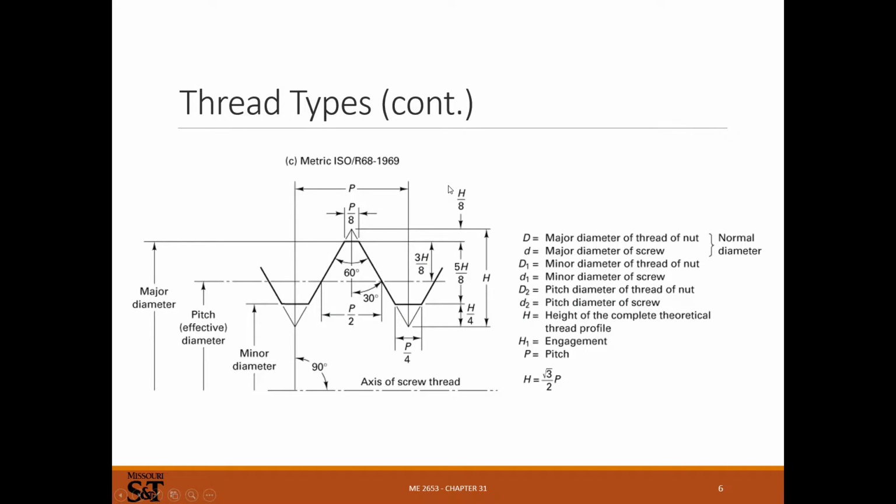So you have to watch metric threads, ISO threads. A little bit different definitions here, but same basic process, where we truncate the top and bottom of the threads a little bit here, and we just basically rely on some portion of the thread, and not the full portion of the thread. So these are something you could look up in machinist handbooks.